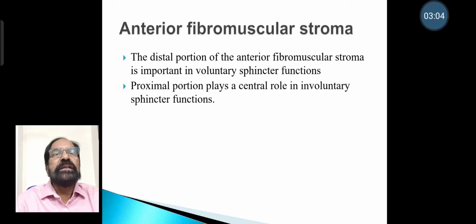Anterior fibromuscular stroma. The distal portion of the anterior fibromuscular stroma is important in the voluntary sphincter functions. The proximal portions play a central role in the involuntary sphincter functions.